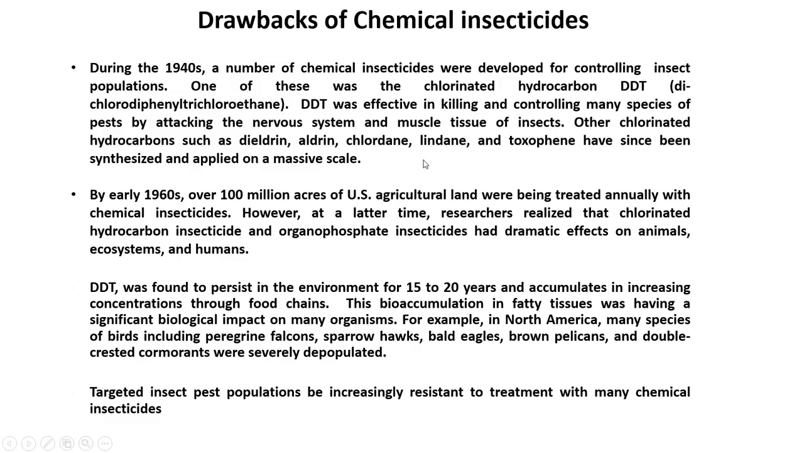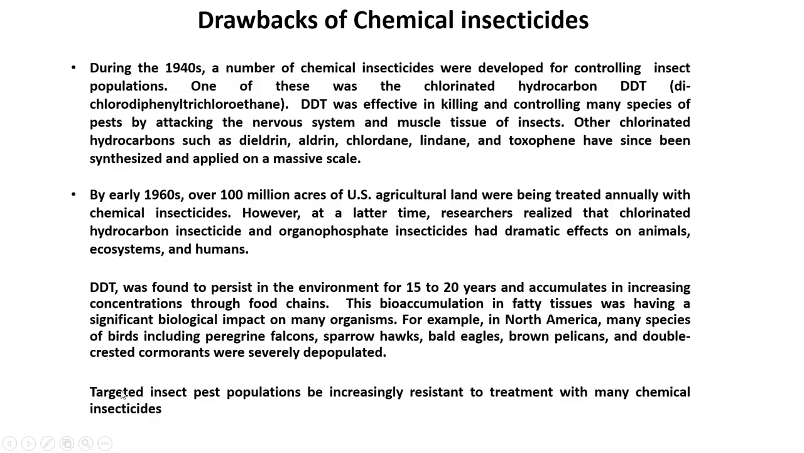It targets the nervous system and muscles. Other chlorinated hydrocarbons such as dieldrin, aldrin, chlordane, lindane, and toxaphene have since been synthesized and applied on a massive scale. By 1996, over 100 million acres of US agriculture land were being treated annually with chemical insecticides. However, at a later time, researchers realized that chlorinated hydrocarbon insecticides and organophosphate insecticides had a dramatic effect on animal ecosystems and humans also. It was found out in the 1960s, after 20 years of extensive usage, that it was causing harm to our ecosystem as well as to human health.